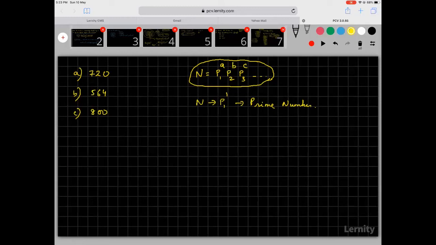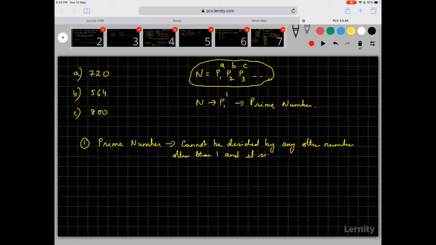The logic that we are saying is this: we have some numbers which are called prime numbers. Prime numbers cannot be divided by any number other than 1 and itself. Or I can say a prime number is a number which has only 2 factors. What are those 2 factors? 1 and itself.